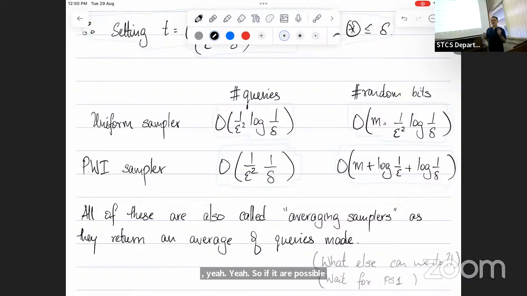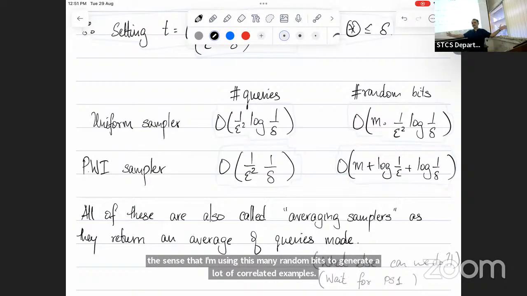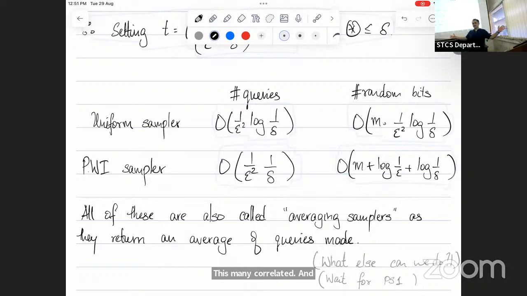But why are we comparing it with the product? I'm using this many random bits to generate a lot of correlated samples. I'm generating this many correlated samples, and that's what I take my empirical average over. So it's not like I'm using this times this many random bits.